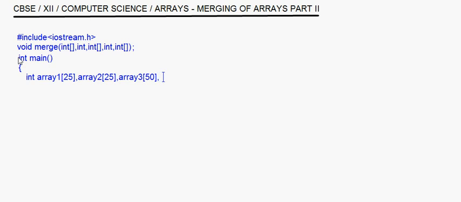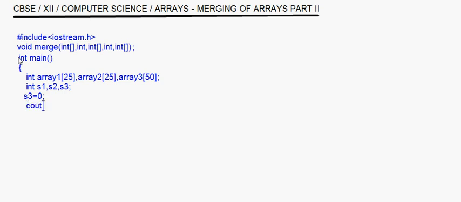And then int s1, s2, s3. I'm taking these for the sizes. Let's put s3 is equal to 0. s3 is the size of the resultant array, the final array. So let's keep the size as 0 now. We will change it.